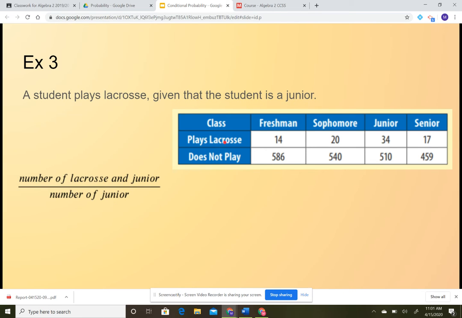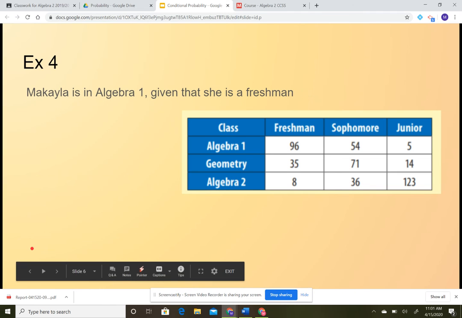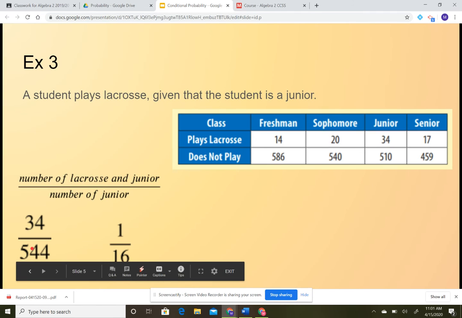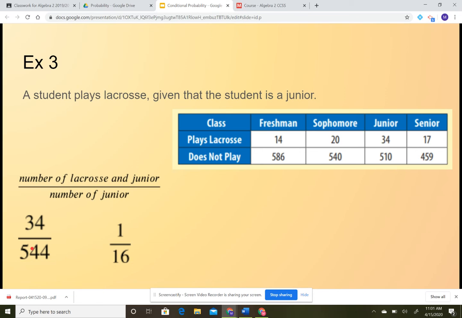So for my number of lacrosse and junior, I go over to where it intersects here. Lacrosse and junior is 34 over the number of juniors. So I'll just have to add up how many juniors. So there's 34 that were lacrosse and junior, 544 that were total juniors, and that will reduce to 1 over 16. One reminder on the reducing: if you have the fraction button on your calculator, all you have to do is do the 34 over 544, push equals, and that'll reduce the fraction for you.